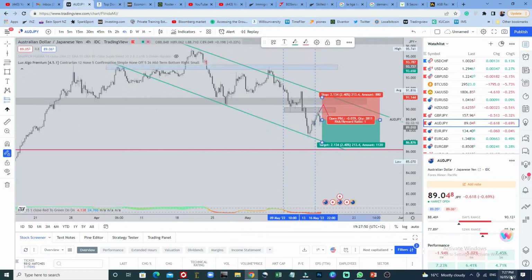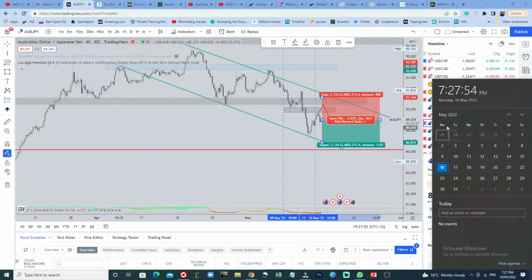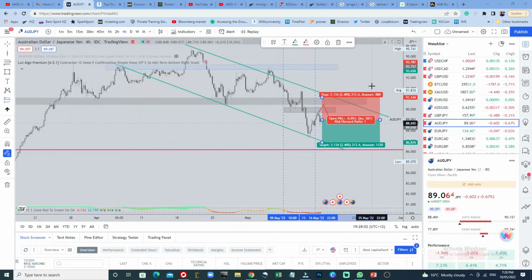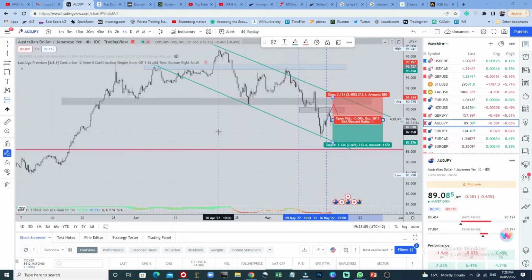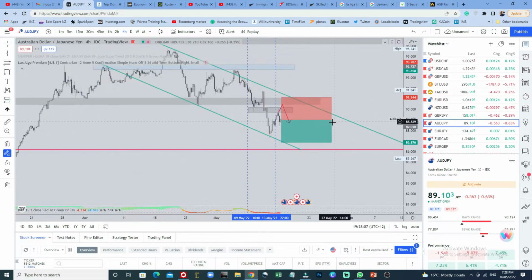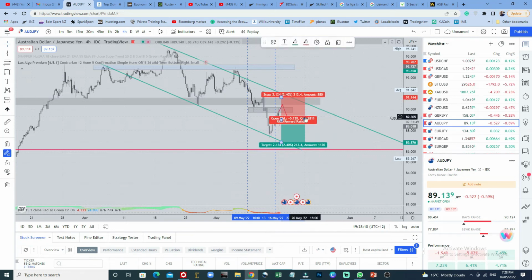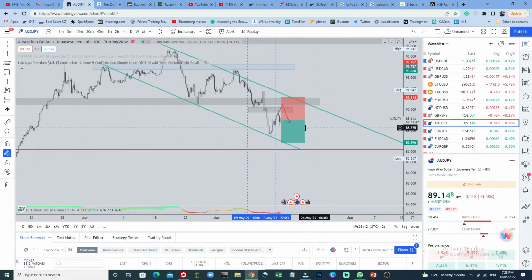Now today is 16th Monday, May 2022, and it's 7:27 p.m. New Zealand time, and I want to track this particular pair because I like the setup. The setup looks very good. So let's see what's going to happen by the end of the week. If I take a sell here, then I would see how the market is able to react. So I'll take a sell here and come back to it.